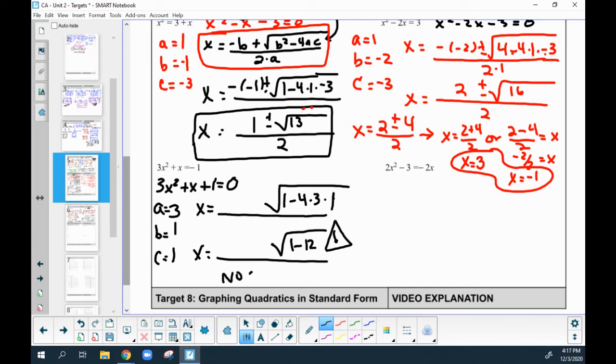So I'm just going to stop. And the reason why is you cannot have a negative radical. It doesn't work. Nothing times itself turns into a negative number. So this is me stopping early. This is exactly why I do the radical first, so that I don't have to keep working.